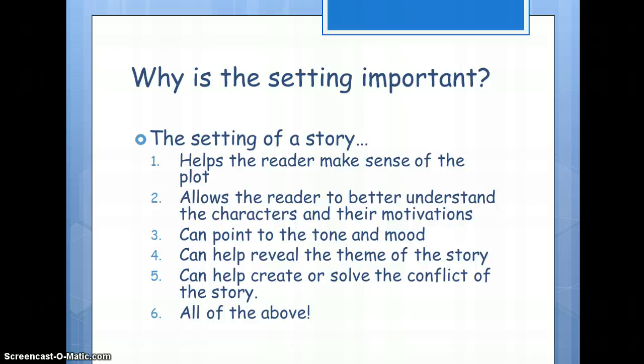If you're ever asked why the setting is important, just go down the list: plot, characters, tone and mood, theme, conflict. All of this can be involved. If you choose any one of those, two or three of them to talk about, you will probably be golden on whatever it is you're asked to talk or write about.